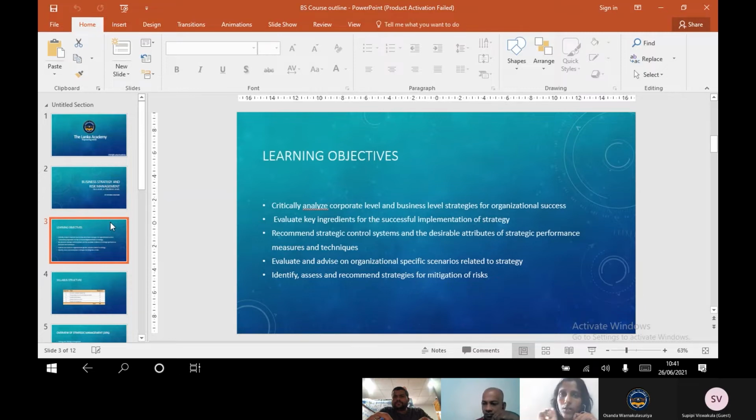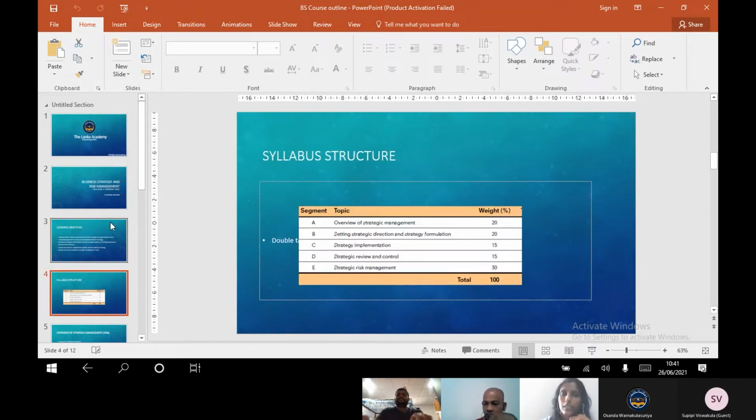When it comes to your subject, there are two parts. The first part is business strategy. That is all about the process of strategy formulation and implementation. This is called the strategic management process, and that is 70% of your subject. The next 30% is about strategic risk management. The 70% of business strategy has four main parts: overview of strategic management, setting strategic direction and strategy formulation, strategy implementation, and strategic review and control.